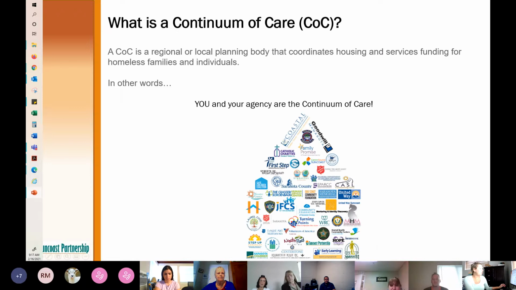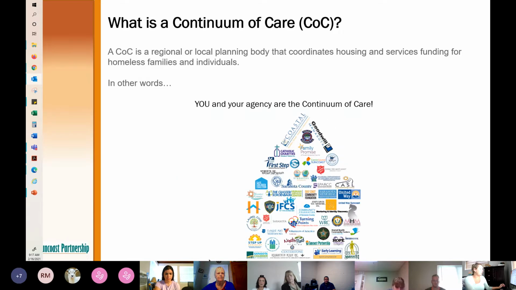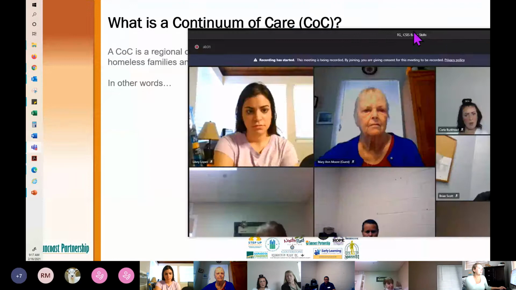So this little graphic is specific to the FL 500 continuum of care. We have what a COC is. Unfortunately, there has been common language that has gone about that stated that Suncoast Partnership is the COC.